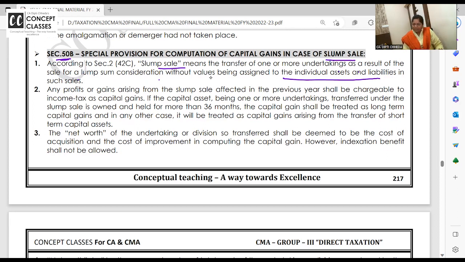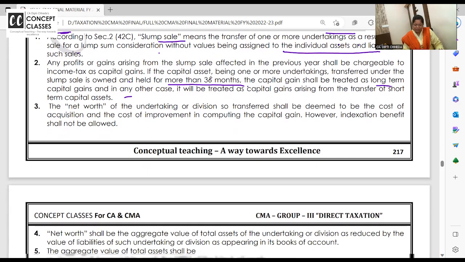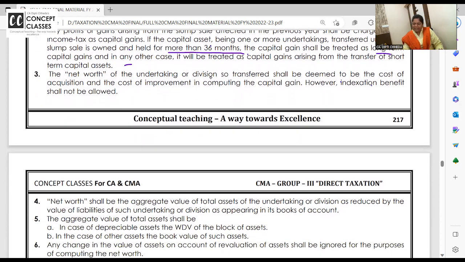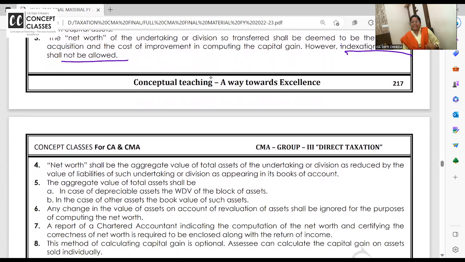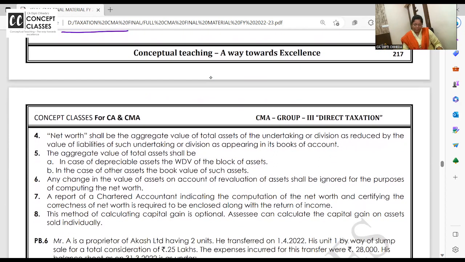Any profit or gain on slump sale shall be chargeable to capital gain. And if the undertaking is held for more than 36 months, it's long term, otherwise short term. Net worth so transferred shall be deemed to be the cost of acquisition and cost of improvement. Indexation benefit is not allowed, because the way we are calculating capital gain is different.